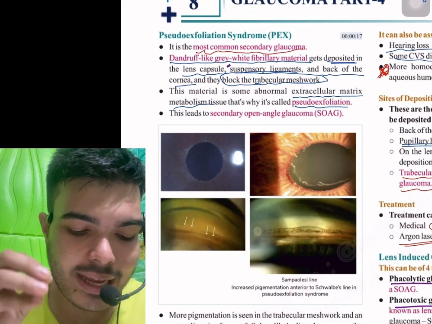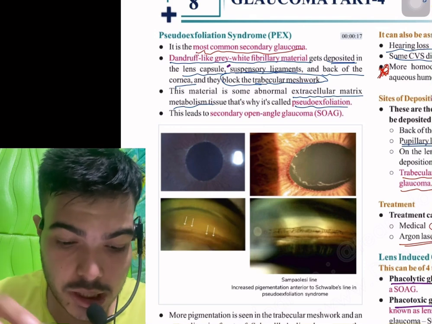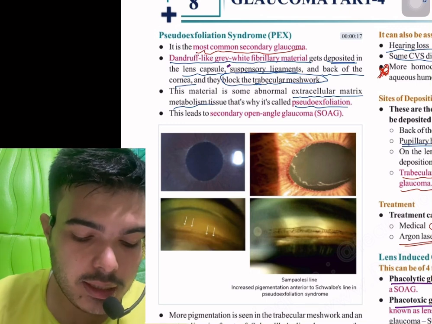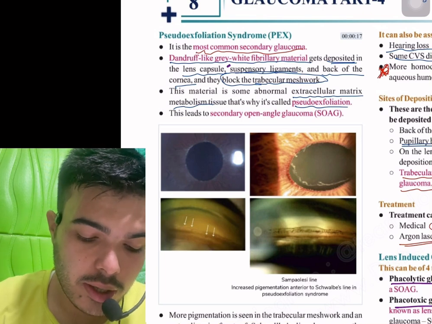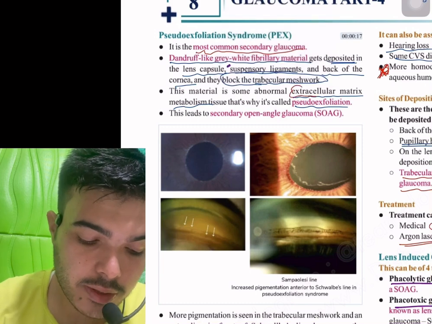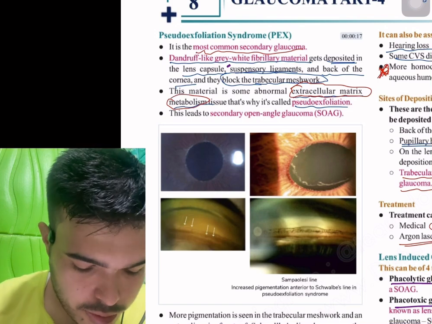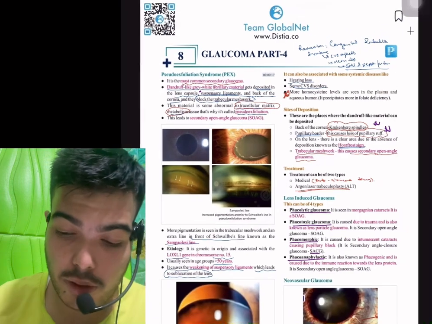Dandruff-like gray-white fibrillar material gets deposited in the lens capsule, suspensory ligaments, and back of the cornea, and blocks the trabecular meshwork. This material is from abnormal extracellular matrix metabolism in tissues. That's why it is known as exfoliation, and it leads to secondary open angle glaucoma. You can understand some points are important.